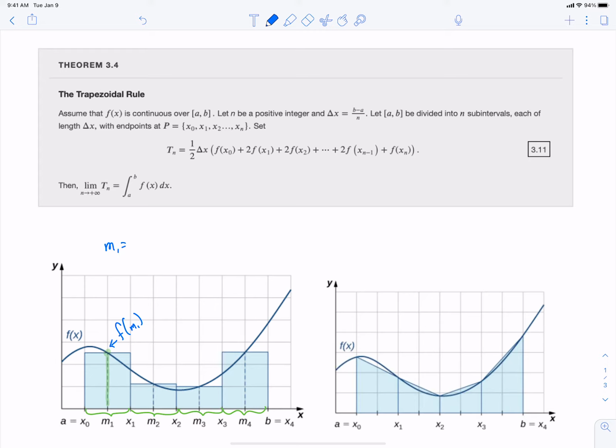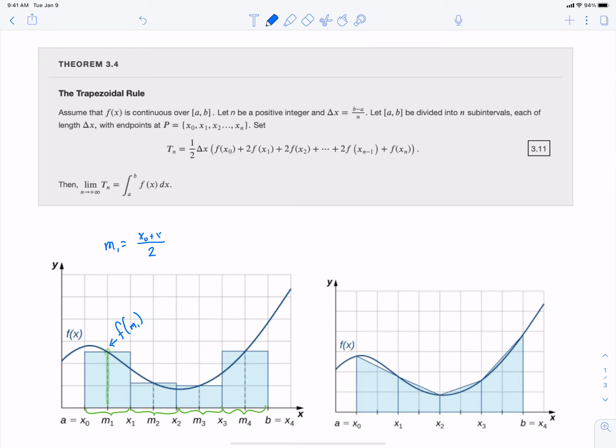And how we get that midpoint is it's literally the average of our two endpoints. I wrote the wrong subscripts on there. So you take x sub 0 and x sub 1, add them together, and divide by 2. That gives you the midpoint. That's usually pretty easy to figure out.